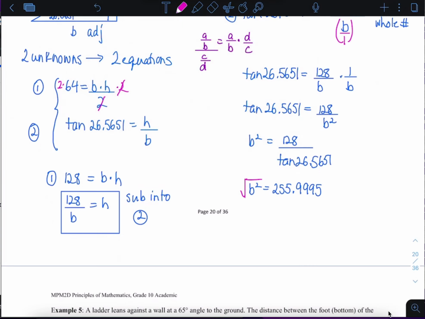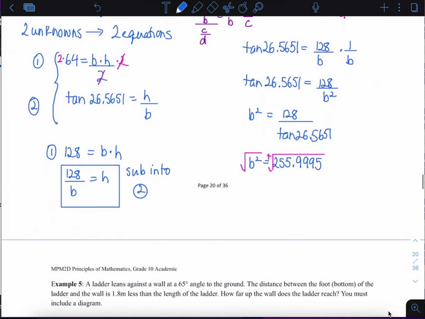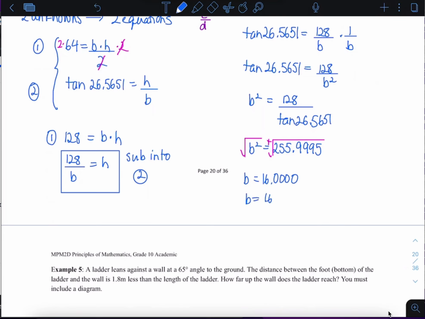Now, last unit we talked a lot about using the plus minus here, but I don't have to here because I'm talking about a side. So I know that my answer has to be the positive version of the answer. And look at that, I have basically 16. So if I have 0 for 4 decimal places, I can say that b is 16. Okay, so now I can take this and sub it into equation 1 to figure out what h is. I know that h is 128 divided by b. H is 128 over 16.